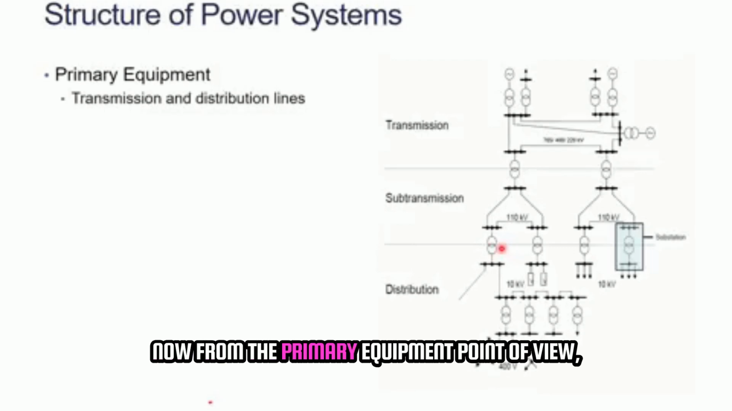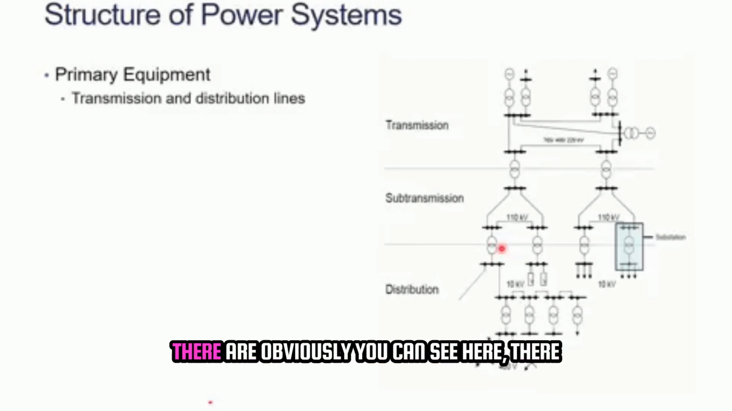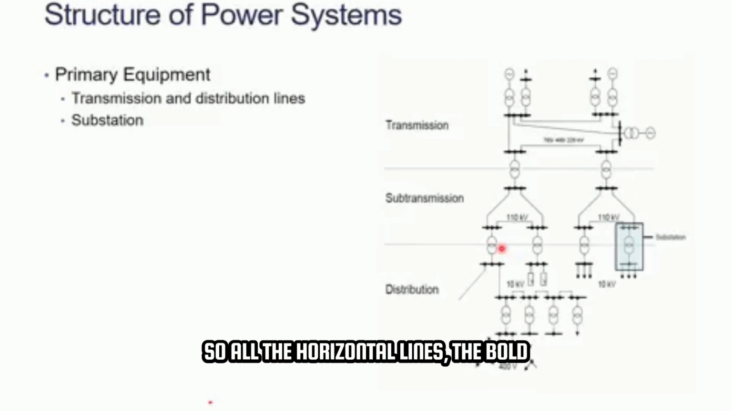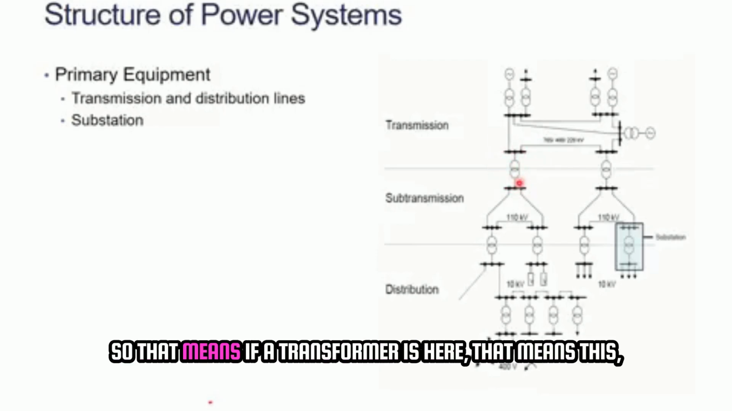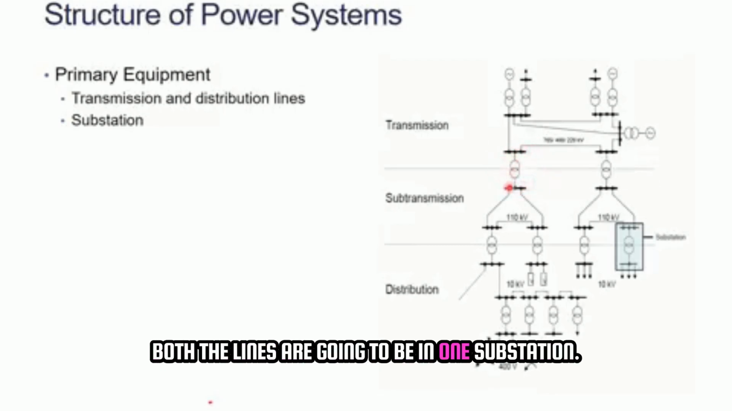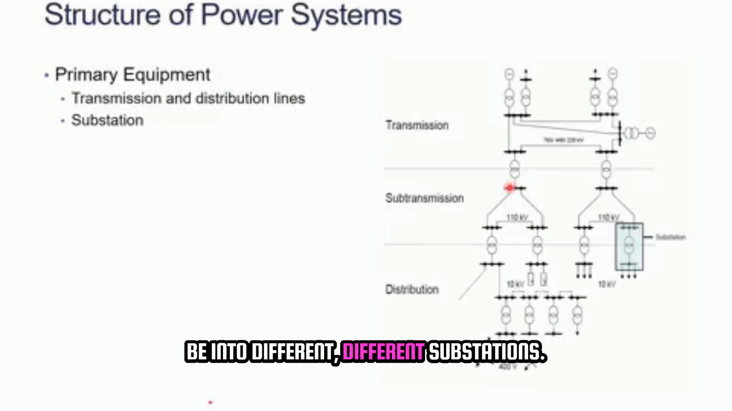Now, from the primary equipment point of view, you can see there are transmission lines and distribution lines in a power system. You have a substation. All the bold horizontal lines that you are seeing are often a substation. For example, if there is a transformer here, that means both the lines are going to be in one substation. They are not going to be in two different substations.